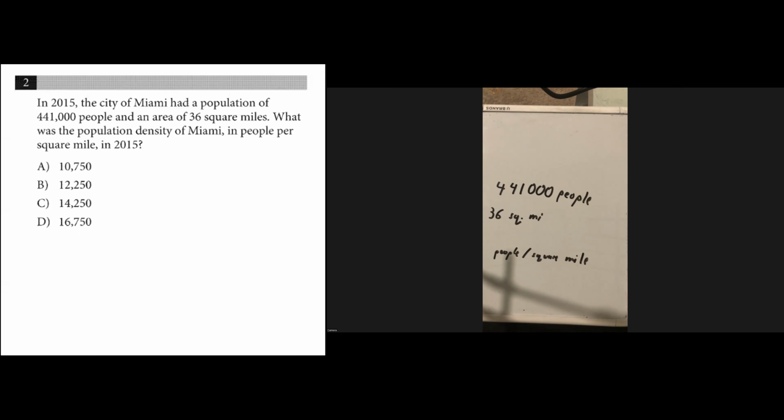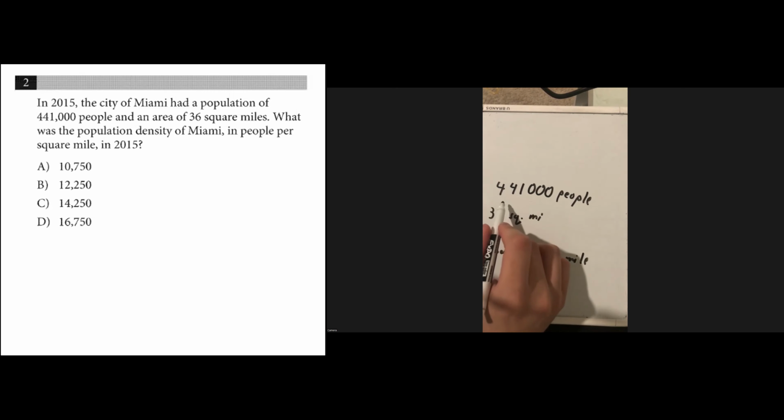Okay, for question 2, we're given that a city has a population of 441,000 people, and we're told it has an area of 36 square miles. And so to find the population density, it says, what is the population density in people per square mile? And so per means divide. So the number of people divided by the number of square miles.